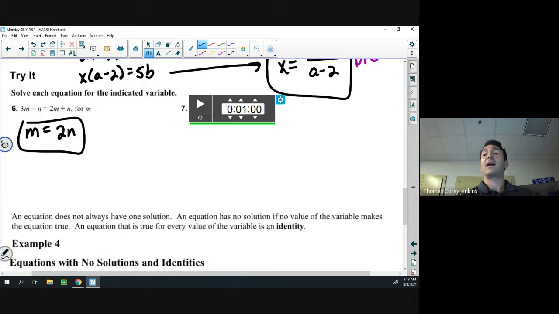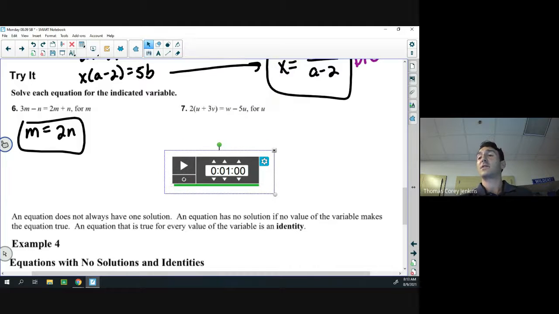All right, so let's have you all try this next one. Let me give you a few more seconds than what I had planned to give you. Sometimes that timer just starts running. There you go. All right, so trying to solve for u here.